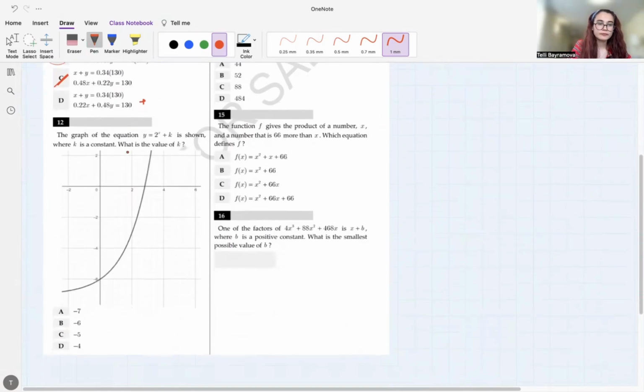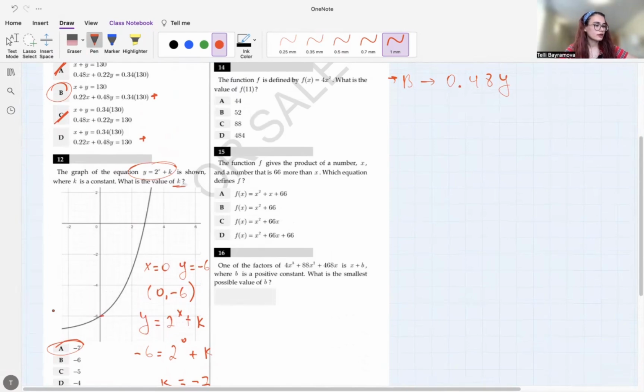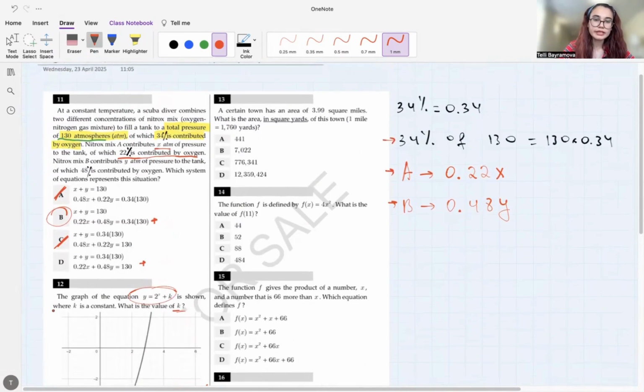So for this question, again, what's the value of k? Again, I can say easily it's the y-intercept. Y-intercept means that if x equals 0, y equals negative 6. Now let's plug in this point, 0 and negative 6, in the equation. The equation is y equals 2 to the power of x plus k, so negative 6 equals 2 to the power of 0 plus k. In this case, 2 to the power of 0 is 1, and k will be negative 7. Okay, so now let's look at the next question.